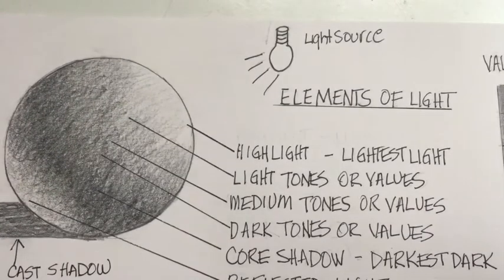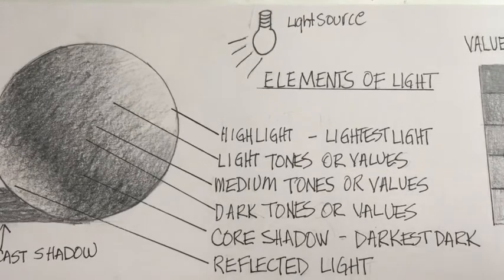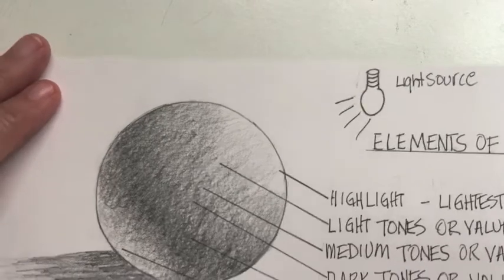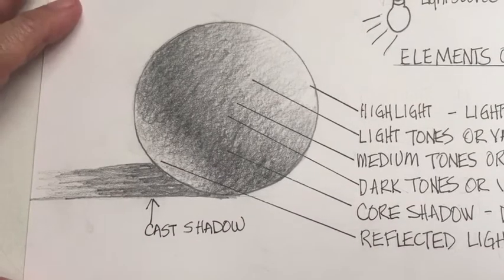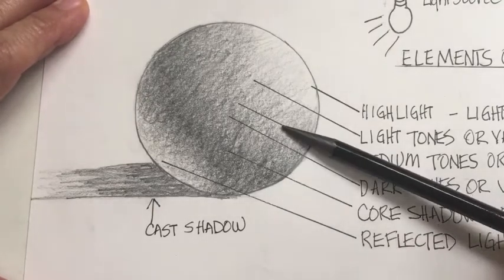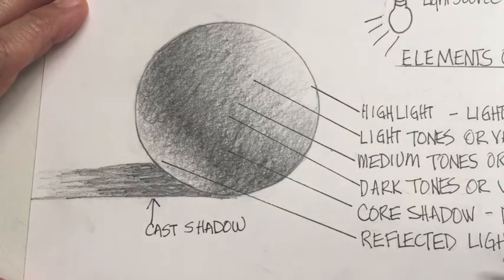So we will look at the elements of light. First of all, you need a light source to see anything, especially if it's dark. So the light source can be a light bulb, it can be the sun, it can just be lights in a room, a fire, anything that provides light. So in this case, we've got a little light bulb shining on a circle. The circle was just flat, and then it's been shaded with all these elements of light.